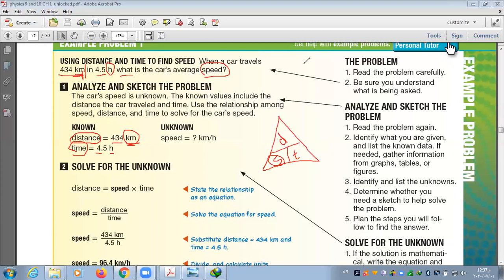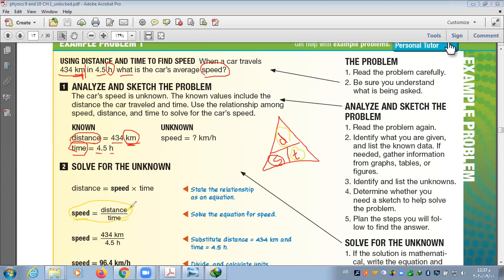Divide time. Distance over time. So speed equals distance divided by time. So the first step, you have to write the law. To answer any question in physics, first you have to write the law: speed equals distance over time. Okay, and number two, make substitution.